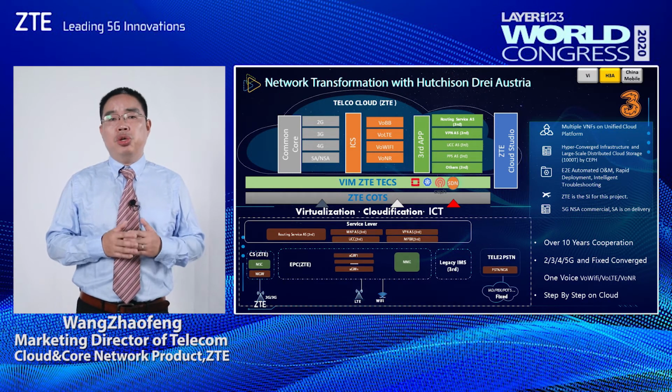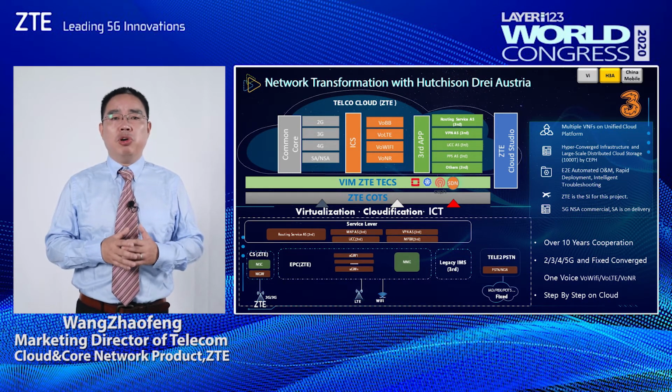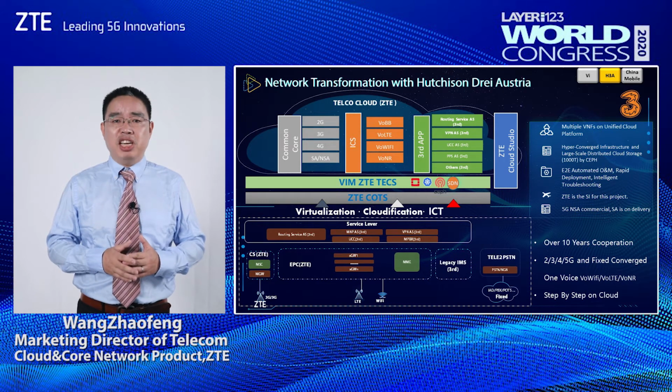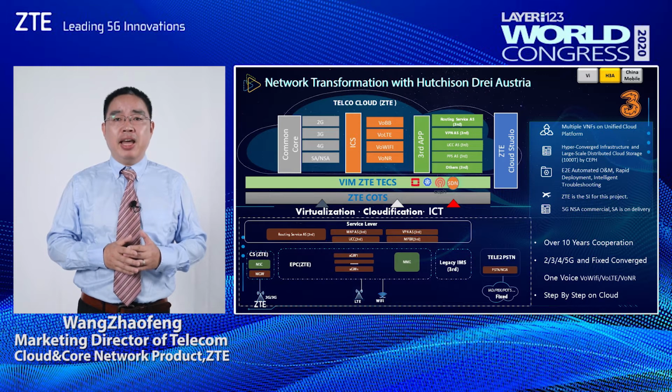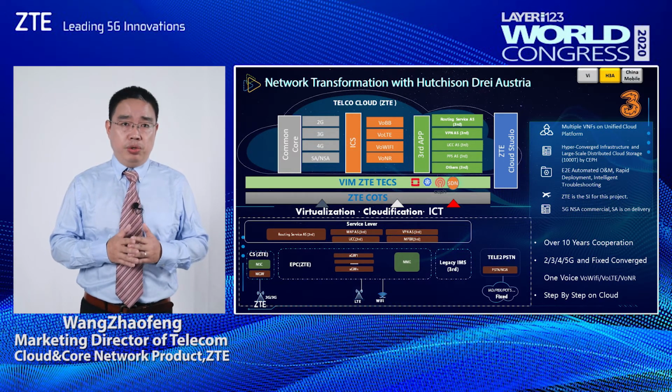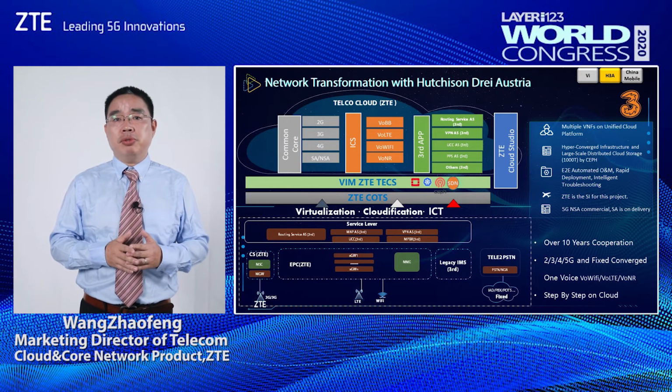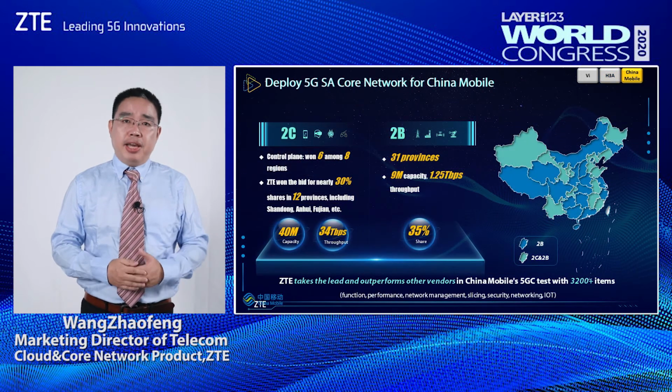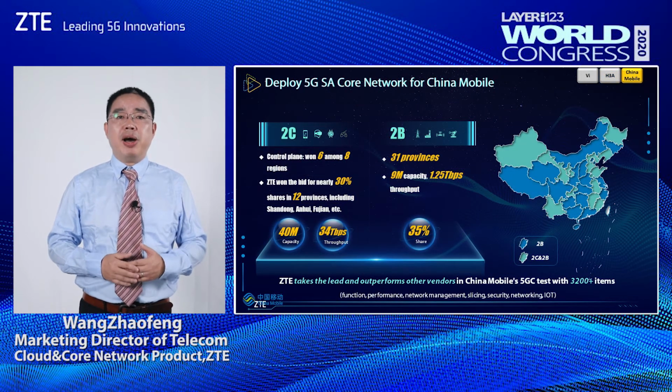This project shows the openness of ZTE Common Core solution to third-party applications as well. This openness will greatly help the operator to innovate services, as they could grab the business opportunity as soon as possible. The third case is China Mobile.